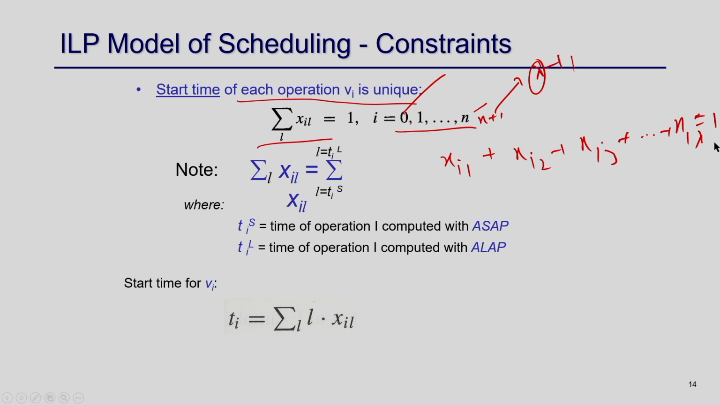That means only one of the values can be 1. As I already discussed, I will not take x1 to x lambda for every operation. It will be determined by TS and TL, where TIS is the schedule time of operation i by ASAP, and TIL is the ALAP time for operation Vi. This constraint says that although there are multiple variables for each operation, only one of them is 1, which gives a unique start time.